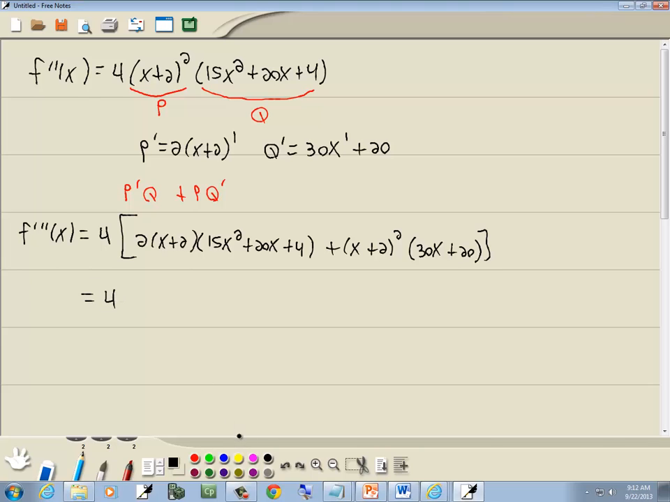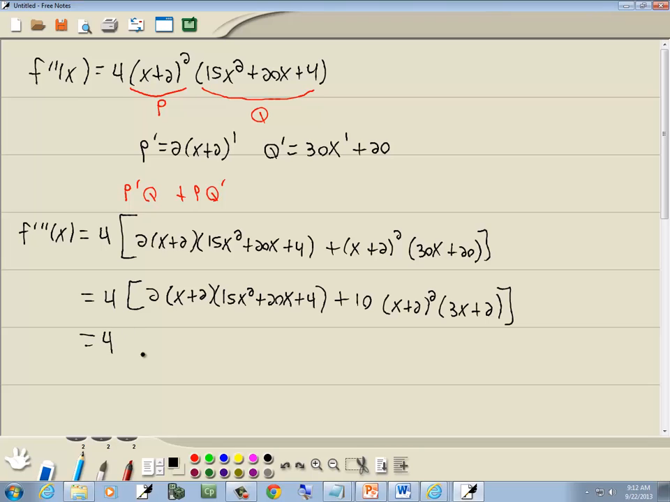Okay. Do a little bit of work here. So we got 2 times x plus 2 times 15x squared plus 20x plus 4. I don't think that factors. Over here, 30x plus 20. They're both divisible by 10, so I'll take 10 and I'll put it completely out in front here. And then we got x plus 2 squared, and 30 divided by 10 is 3, so we got 3x plus 20 divided by 10 is 2, so 3x plus 2.